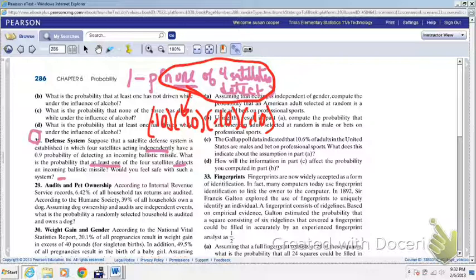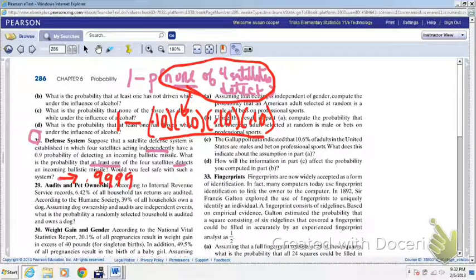So that's 0.0001. But this is the probability that none of the 4 satellites detect it. We want 1 minus that. And so basically you're getting 0.9999. So the final answer to this one is 0.9999.